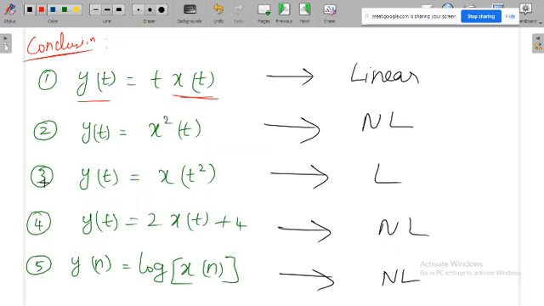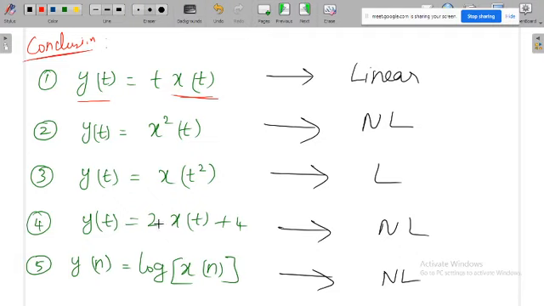But in the third case, here also square is there, but that square is not for the signal, that square is for the time. Just now I told you, any operation on time will not affect the linearity of the system, but any operation on x will affect the linearity. So this t square will not affect the linearity. The system is linear. Let it be t square or t cube or square root of t, whatever it may be, any operation on time will not affect the linearity of the system. That is the first idea.